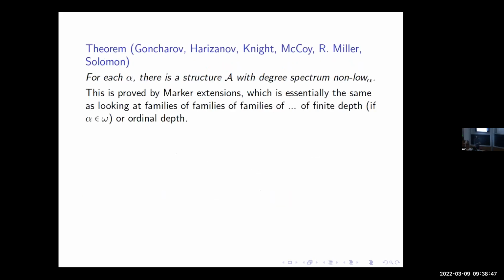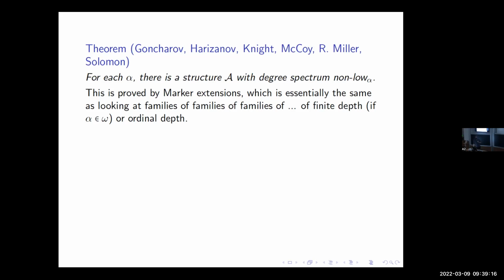But there's more that people want to do in computable structure theory than just coding families. So for example, if you do something with marker extensions, you can get all sorts of other things. For example, for every alpha, there's a structure whose degree spectrum is non-low alpha. And how do you do this? Well, you take the Slaman-Wehner spectrum, you relativize it up high, and then you take a marker extension to bump it down and get non-low.